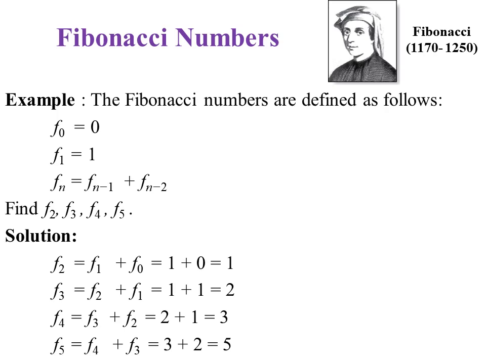Find f2, f3, f4 and f5. And the solution, we find f2 by the addition of f1 and f0, that is 1 plus 0 is equal to 1. f3 by adding f2 and f1, that is 1 plus 1 equal to 2. f4 similarly by adding f3 and f2, and finally f5 by adding f4 and f3.